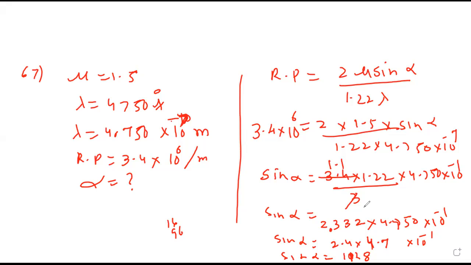What is the value given? 3.4 into 10 raised to 6. Perfect. Resolution power 1.22 into 4.750 angstrom. That became into 10 raised to minus 7. So 4.7 into 2. That will become 1.8 into 10 raised to minus 3.